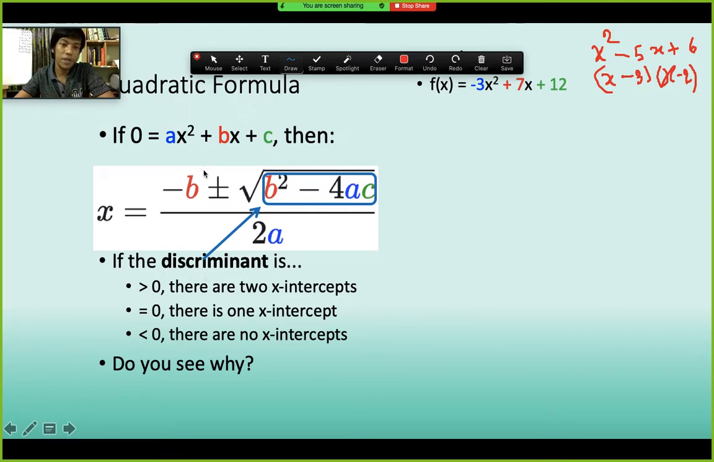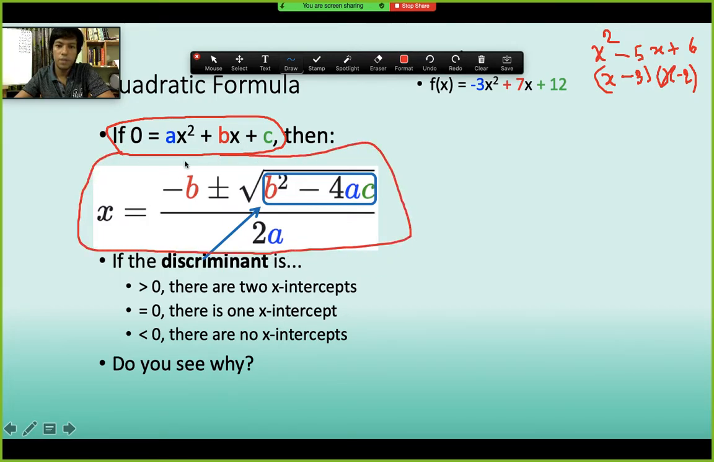The quadratic formula comes to help when we cannot factor it this way, when there is no integer solution. That means if there is some decimal solution, then this actually helps us. This is a form of the quadratic function, and this is the formula: minus b plus minus square root of b square minus 4ac, divided by twice a. You can see a is the coefficient of x square, b is the coefficient of x, c is the constant term.